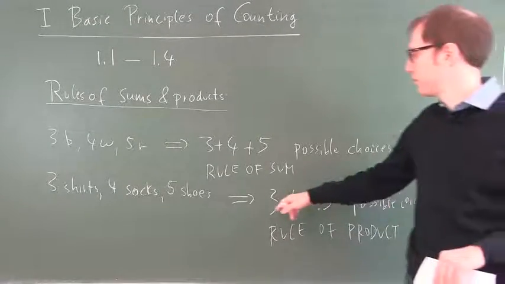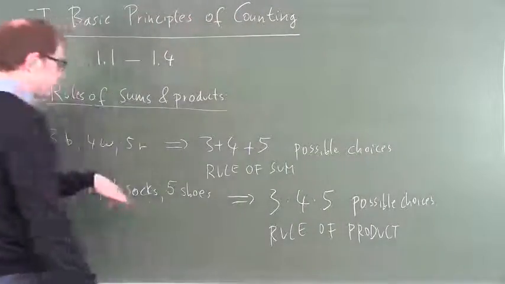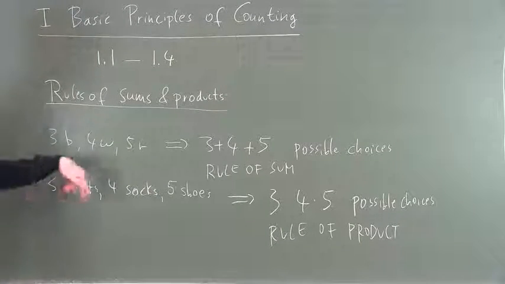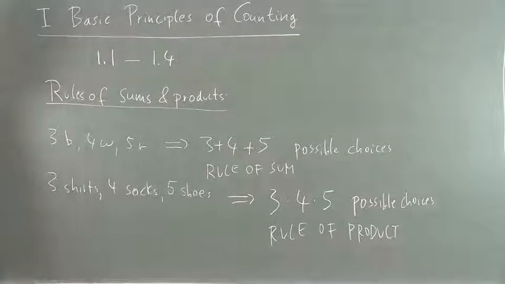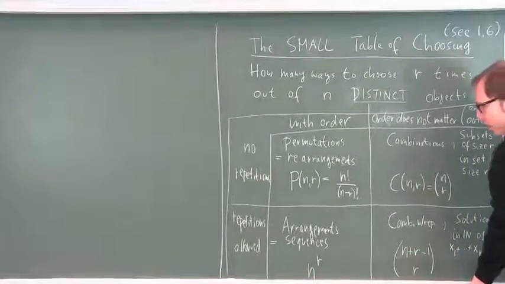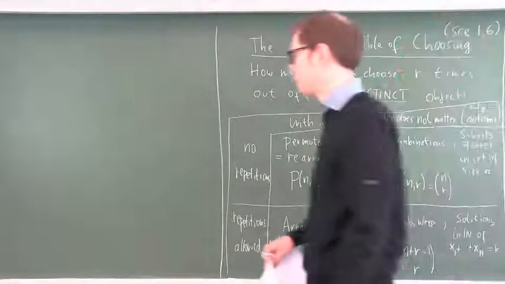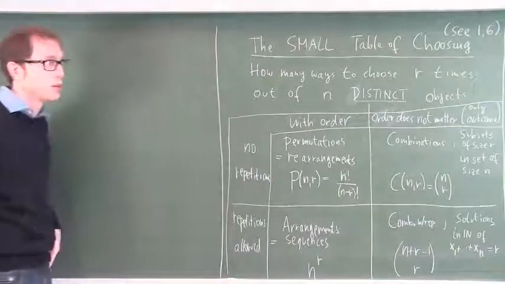And of course, you see the simple reason is that these are independent choices. So therefore, you just multiply these numbers. And that's it. That's already the first section. Okay, so let's go to something more interesting, to sections 1.2 up to 1.4.